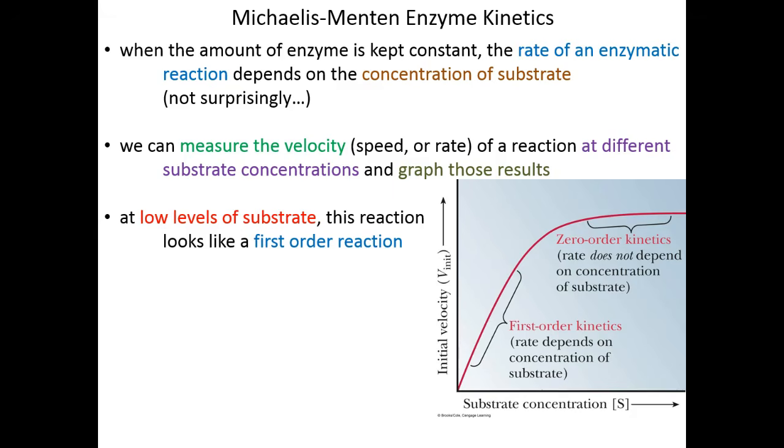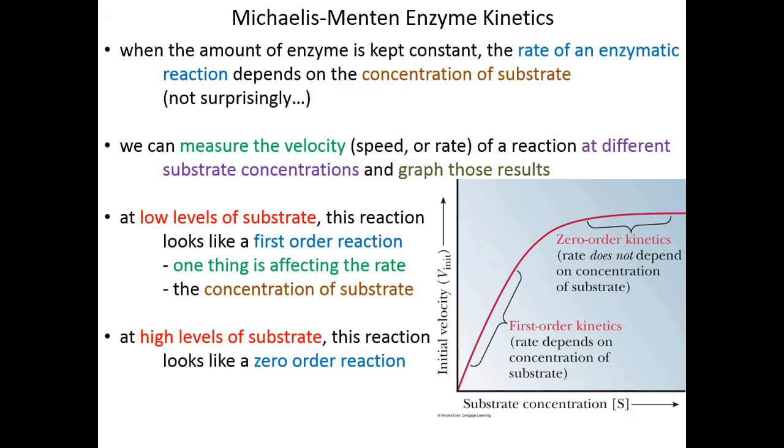And in fact, at low levels of substrate concentration, we note that this looks like a first-order reaction. Remember, first-order reactions mean that you can change the concentration of one thing, and only one thing, to alter the rate of the reaction. And that's what we're seeing here. If you start off in this area of this graph, if you add a little bit more substrate, you get a little bit faster. If you add a little bit less substrate, you get a little bit slower. And since we're keeping enzyme concentration constant, there's really nothing else you can alter in order to change the reaction rate. So this is a first-order reaction. Only one thing is affecting the rate, and that one thing is the concentration of substrate.